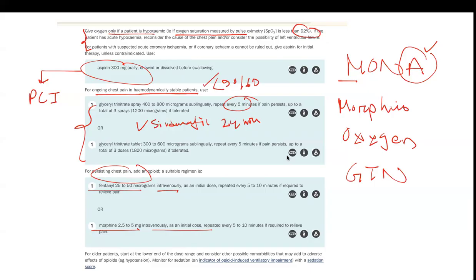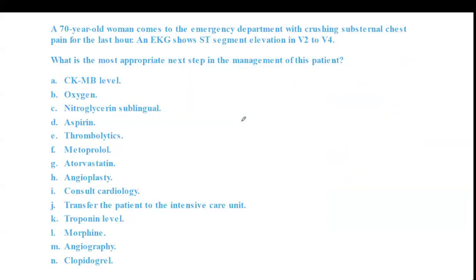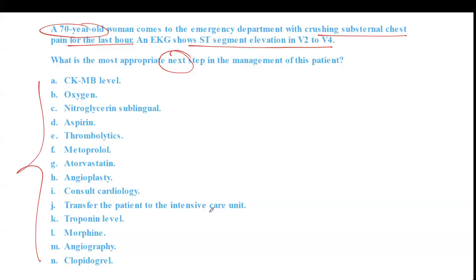Make sense, guys? So the questions that come in the exam are like this. Have a look at this question, then you will understand why I'm focusing on this a little bit more. A 70-year-old woman comes to the ED with crushing chest pain for the last 1 hour. ECG shows ST segment elevation in V2 to V4. What is the most appropriate next step in management? Now, you don't get that many options in the exam, but what will you do next?